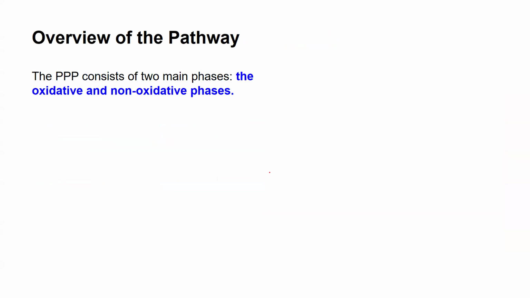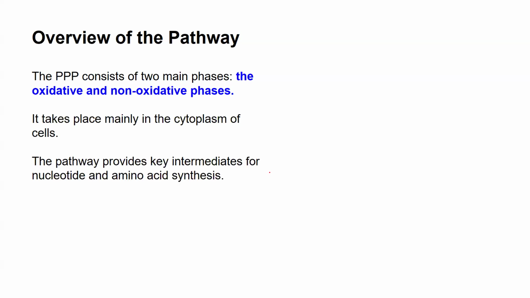So, as you can see, ladies and gentlemen, that is the overview of the pathway. The pentose phosphate pathway consists of two main phases. We have the oxidative phase and we have the non-oxidative phase. These are the two phases of PPP, that is, the pentose phosphate pathway. And this pathway primarily takes place in the cytoplasm of the cells. The pathway provides key intermediates for nucleotide and amino acid biosynthesis.